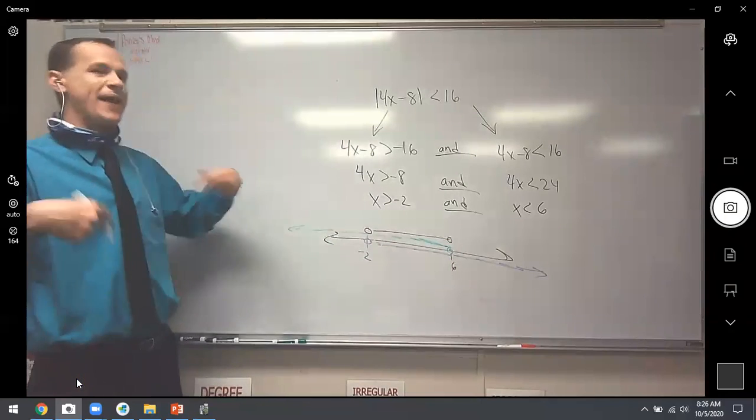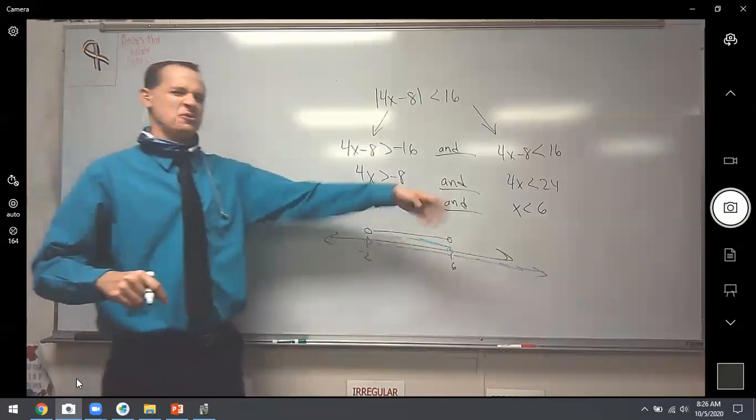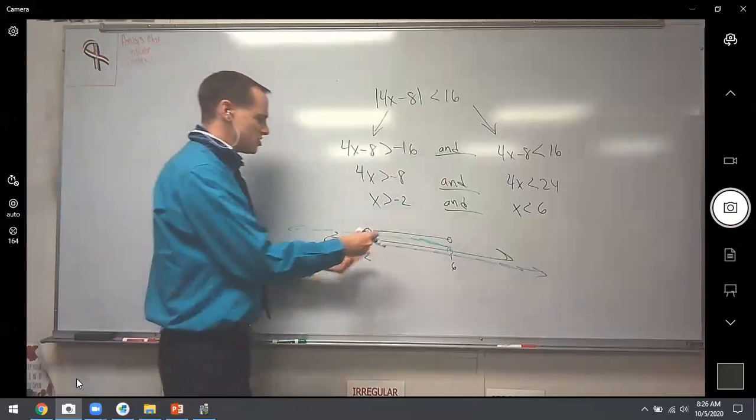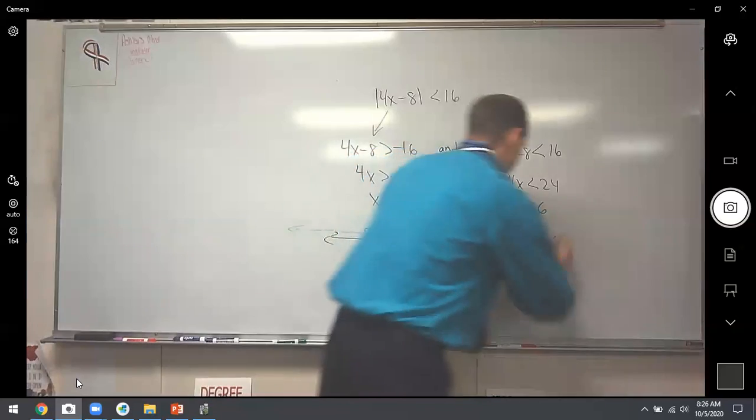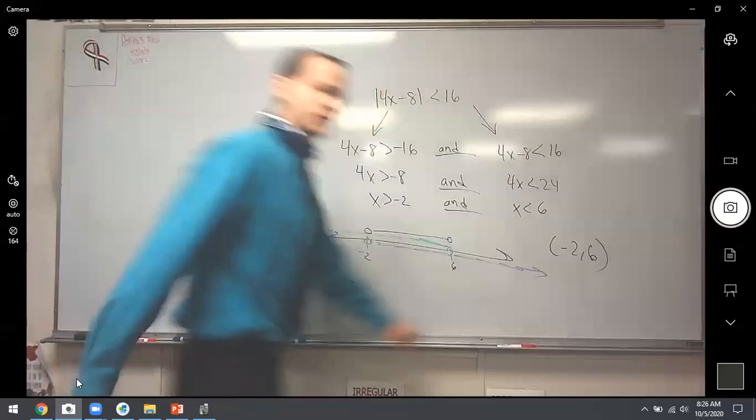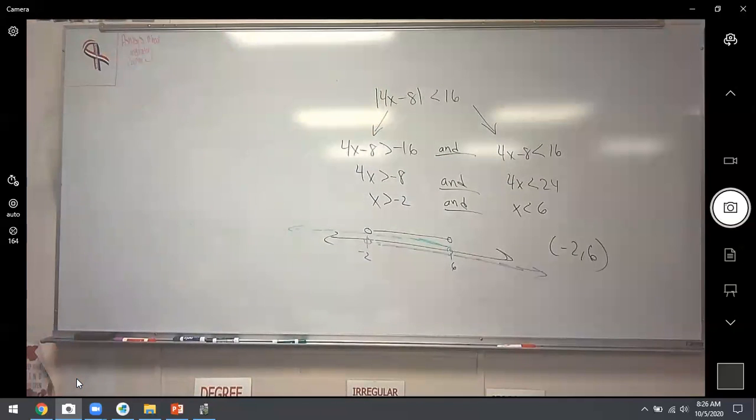Okay. Now, how I want you to write this answer. Graphing's cute. It's nice. But basically, I just want you to tell me all the numbers between -2 and 6. So I'd want you to give me good old interval notation. How about this? That's my answer. That's a chaining answer right there. Between -2 and 6 with parentheses because you don't include the endpoints. It's all coming together. That example makes sense?